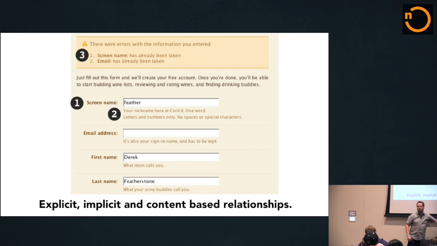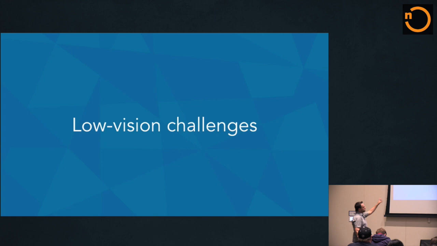People that use certain types of assistive technologies have a need for the explicit. And people with low vision, not just people with low vision, but they rely a lot more on the implicit relationships that we create. They also rely on explicit relationships, but we're going to focus a lot on the implied or implicit relationships. So let's take a look at some low vision challenges.